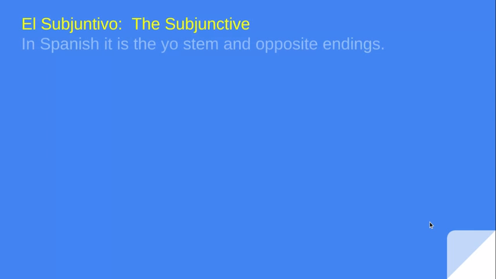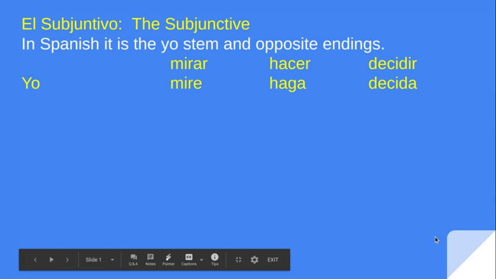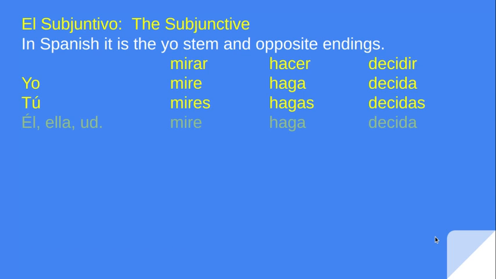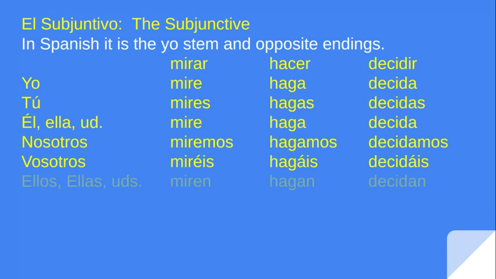So the subjunctive tense in Spanish is the yo stem and opposite endings, just like our commands. Okay. If we take some verbs, we have mirar would be mire, mires, mire, miremos, miréis, miren. It's an AR verb, and I put ER endings on it for the subjunctive tense.